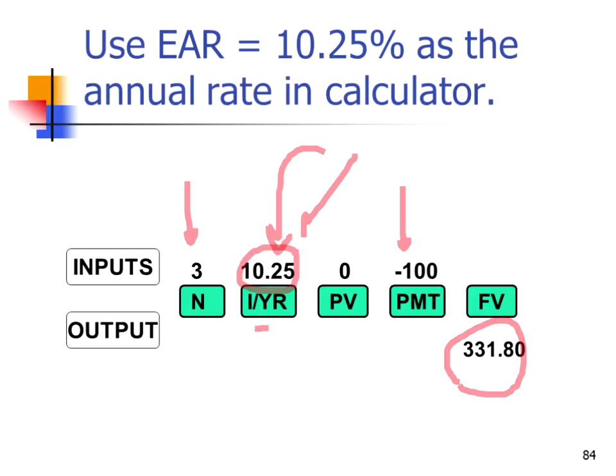So it's going to be $331.80. This is what you will get at the end of the 3rd year. Okay, that's why you get this number. Is everyone clear now with this explanation?